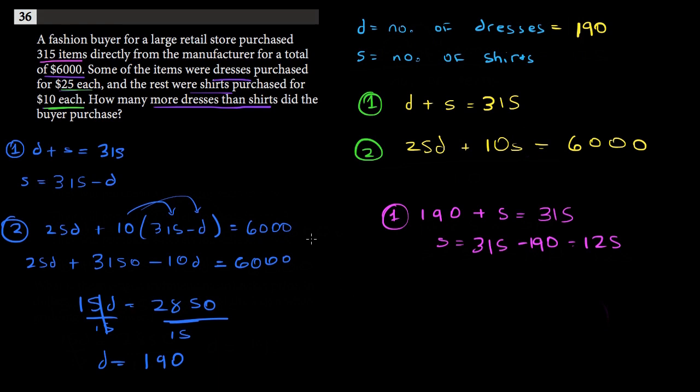And this is where a lot of people can make simple mistakes, and not look back at the question and see what the question is asking for. It's asking how many more dresses than shirts. And so all we have to do is take away 125 from 190. So 190 minus 125 gives us how many more dresses we have than shirts. And that's going to be 65. And that's our answer.